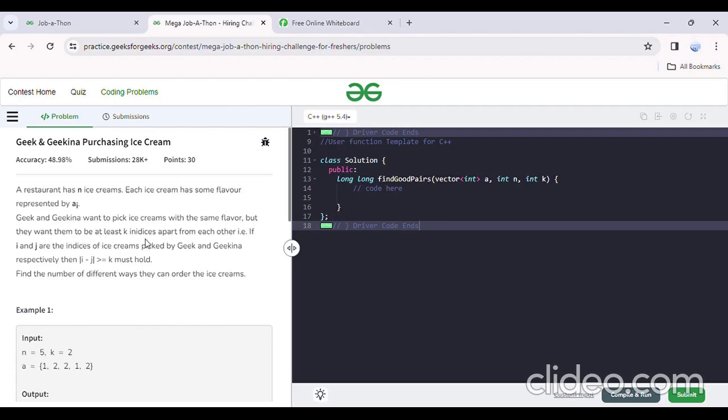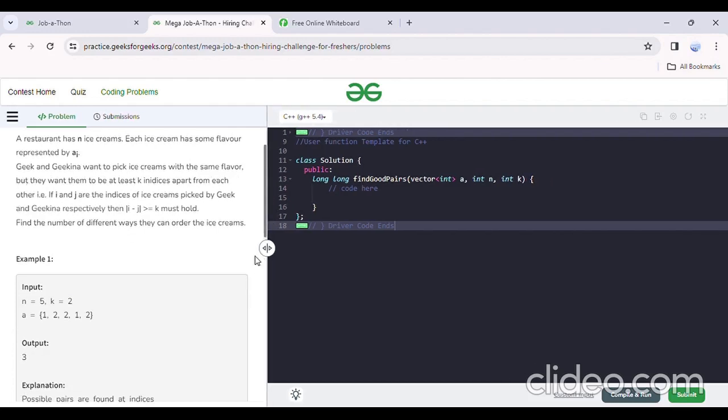If i and j are the indices of the ice creams picked by Geek and Geekina respectively, the absolute difference between both of them should be greater than or equal to k, and this must hold. Find the number of different ways they can order an ice cream. So here the question is given like 0 1 0 1 2 3, and 1 2 3 4 1.